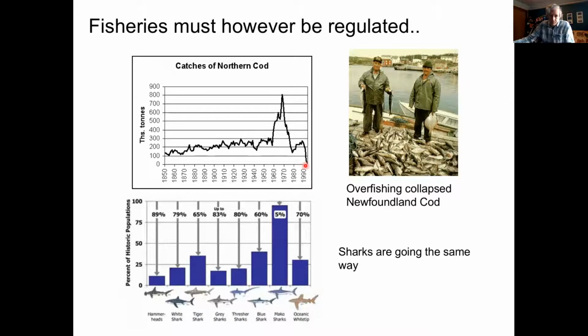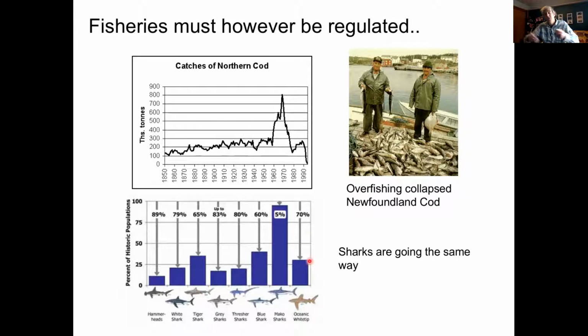It's gone. Now, unfortunately, sharks are actually going the same way. This is the percent of historic populations and what size they're all at. Hammerheads have declined by 89% of their historic maximum. White shark are down 80%. Tiger shark down 65%. Grey sharks are up to 83%. No one quite knows. Threshers have dropped by over 80%. Blue shark dropped by 60%. Mako shark's doing great. They've only dropped by 5%. And oceanic white tips, which is a sort of educated guess at best, dropped 70%.